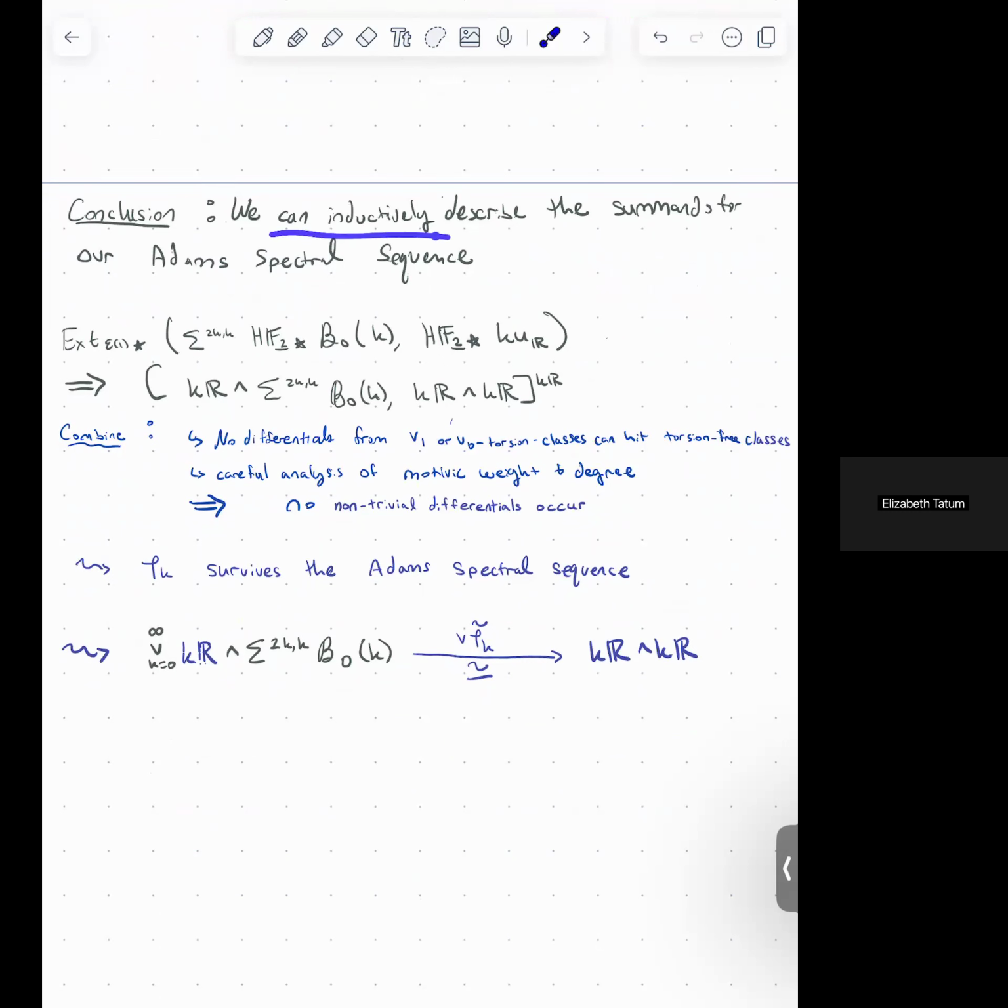But the conclusion is that we can inductively describe the summands for our atom spectral sequence, x over e of 1 from the homology of B0K, homology KUR, converging to this. At that point, you need to do some analysis and see that actually there are no differentials. There's a lot of bookkeeping that goes on, but you don't have to do anything too fancy. There are two main arguments that you use. One is that you can never have a differential from a V1 or V0 torsion class hit a torsion-free class. The reason is that the differentials are V1, V0 linear, so this would cause a contradiction. Then the other thing you have to do is some careful analysis of the motivic weight and degree.